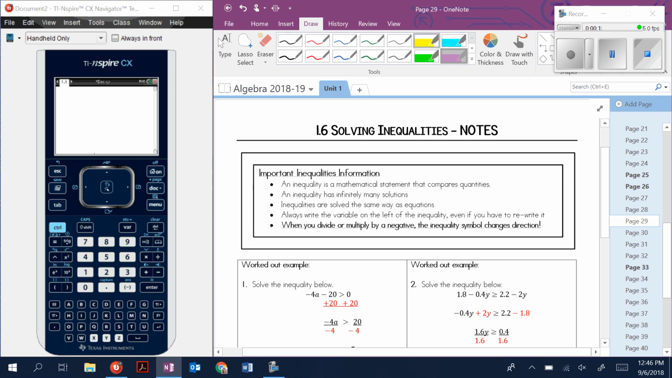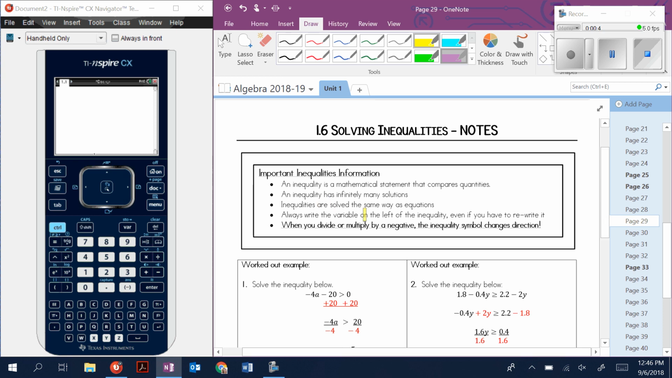Some main things that you want to remember or even recall because you talked about inequalities in the 1.5 video and the 1.5 lesson. But we know that an inequality has typically infinitely many solutions. Sometimes it can be restricted to, like, only the integers in this set. We'll talk about some of those things later on. It's a mathematical statement that compares quantities.